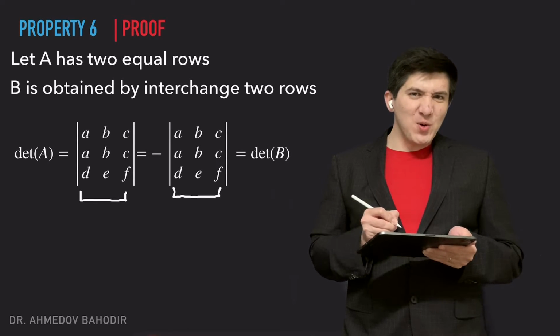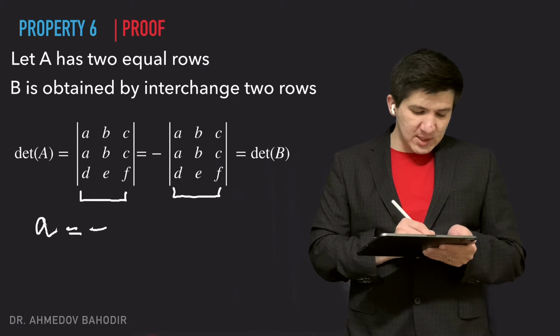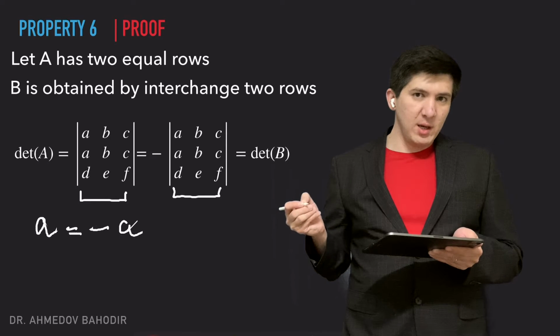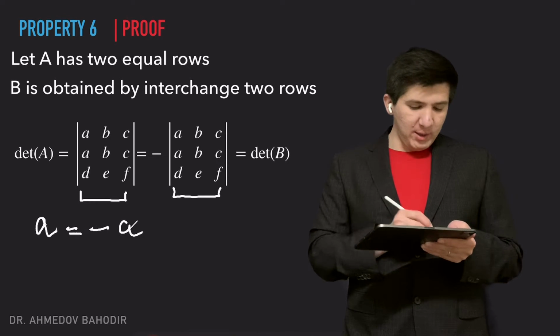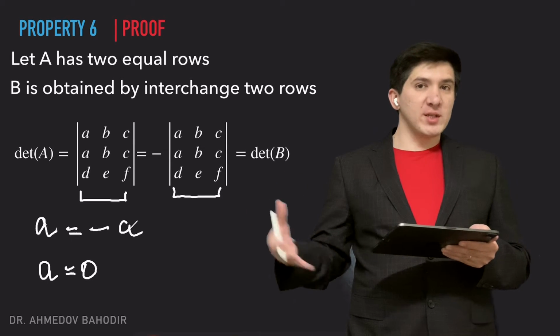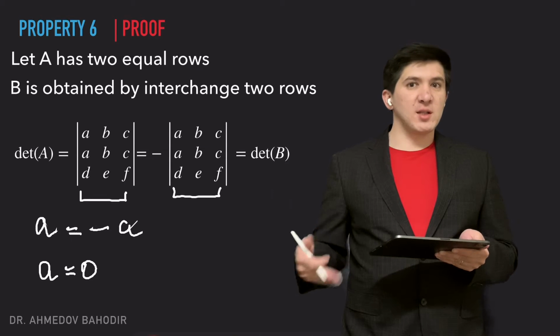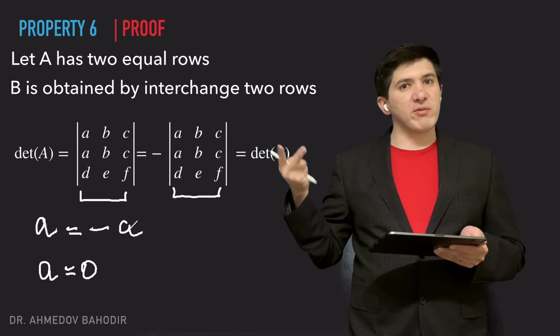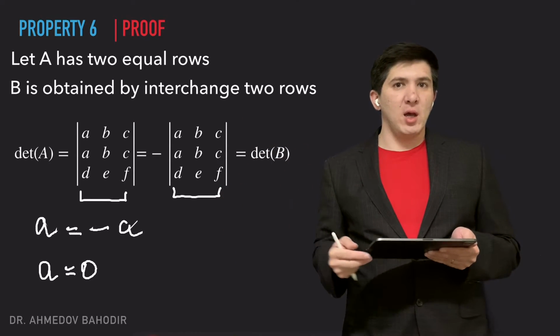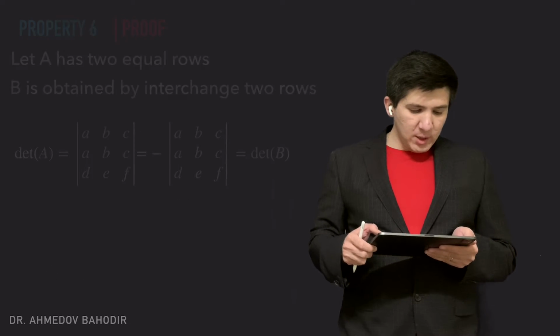So what does it mean? This equation says one constant is equal to the negative of another constant, right? And it works if and only if this constant is equal to 0. So we proved property number 6 using property number 2, which tells you that if you interchange two rows of the matrix, then the sign of the determinant is changed to the negative. Okay, so property number 7.